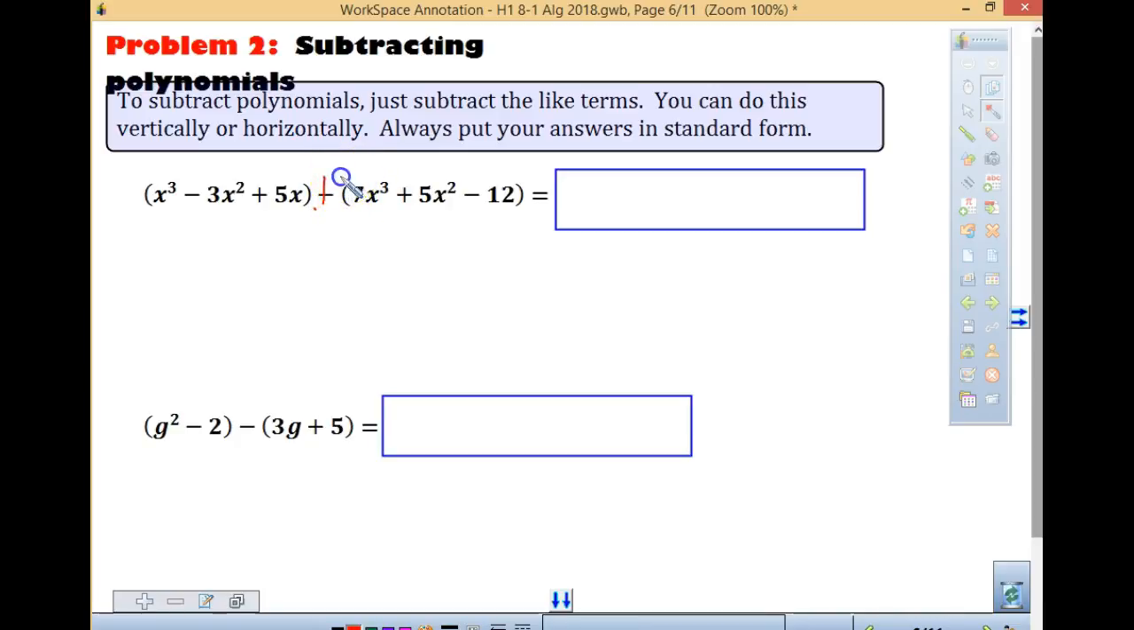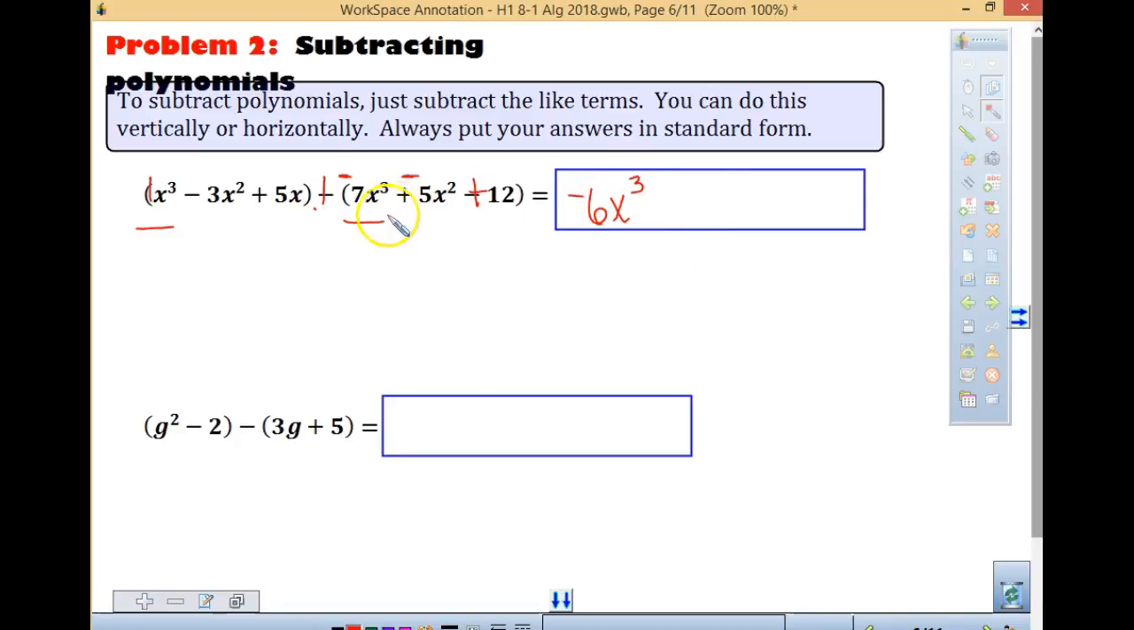So it was 7x cubed. It's now going to be a negative 7x cubed. It was 5x squared. It's now negative 5x squared, and the minus 12 becomes a plus 12. So that negative in front of a parenthesis, just like if it'd be negative 2, means that you're distributing that negative 1. So now I'm looking at my like terms, and x cubed, and this is 1x cubed, plus a negative 7x cubed. Josie, if I'm adding those together, I'm going to end up with negative 6x to the third.